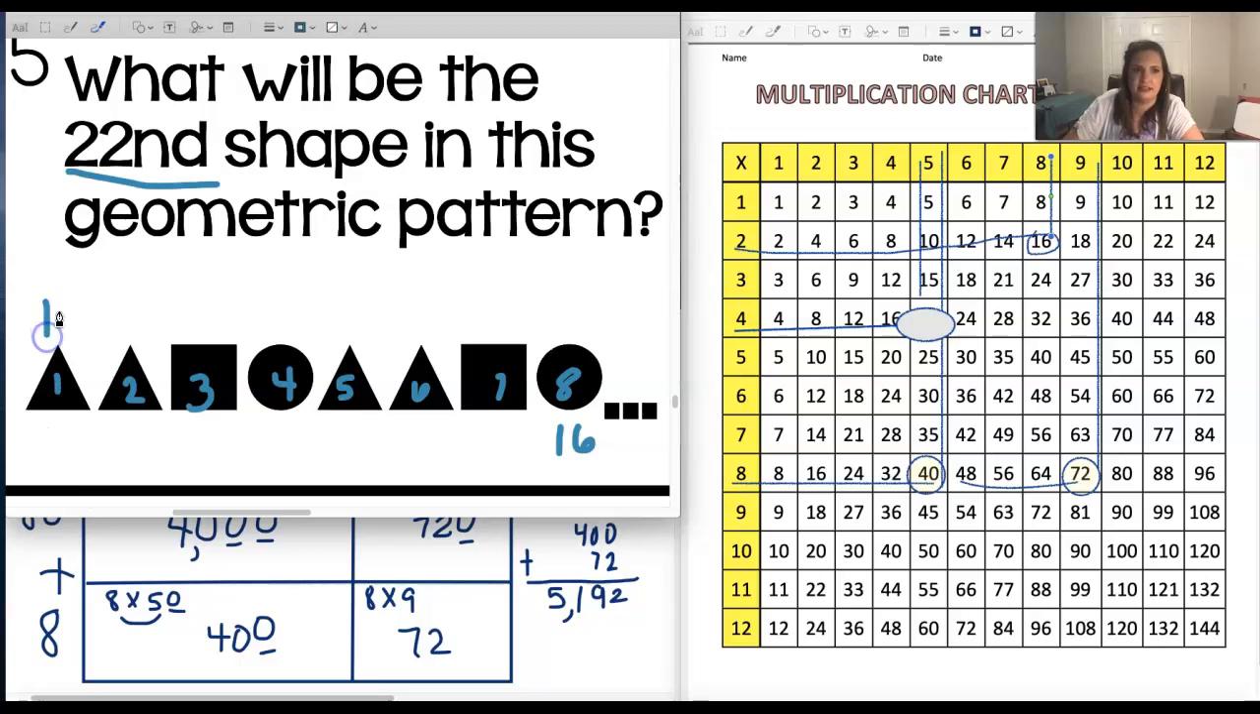So then I'll say 17, 18, 19, 20, 21, 22. The triangle will be my 22nd shape.